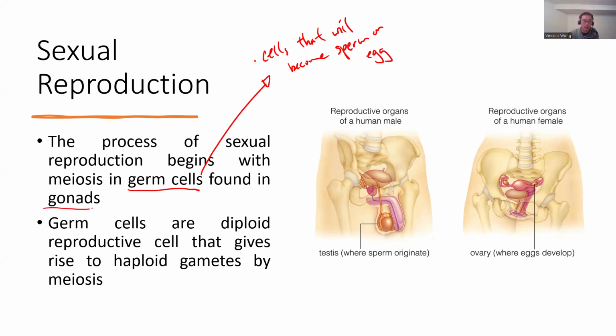And you will only find germ cells in the gonads. The gonads are reproductive organs, so testis for male and ovary for female. So in the reproductive organs, in the gonads, that's where you will have the germ cells. And the germ cells are diploid themselves, 2 sets, but after meiosis, they would become haploid.